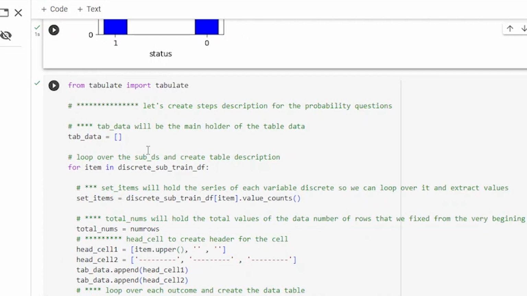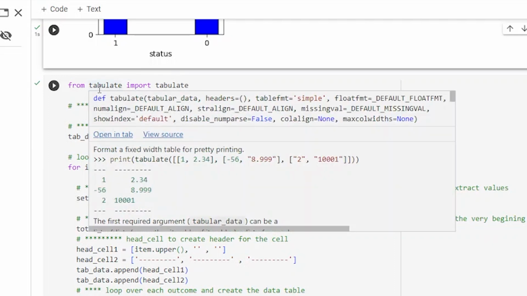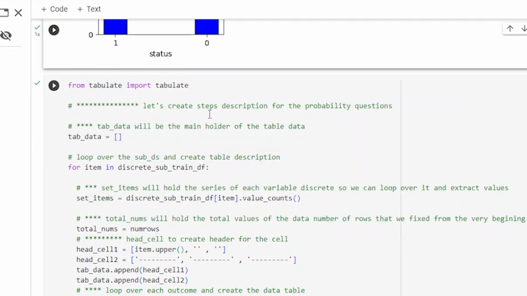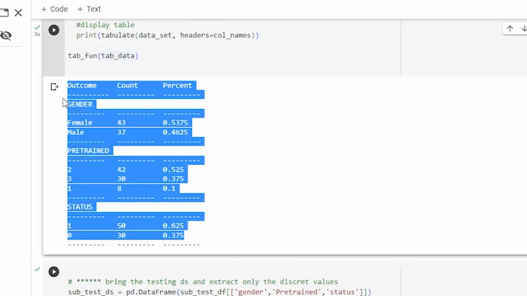What I'm interested in now is to create a table with a kind of percentage, and I had to do it manually. This table is going to be my actual raw material to answer any probability question concerning discrete variables. Let's go ahead and explore this question.